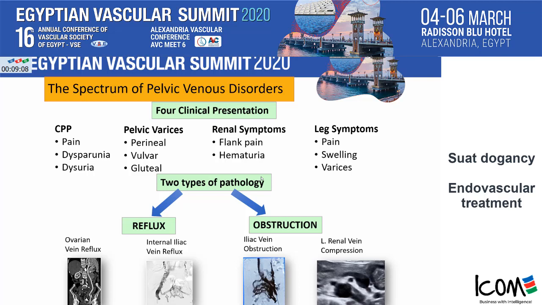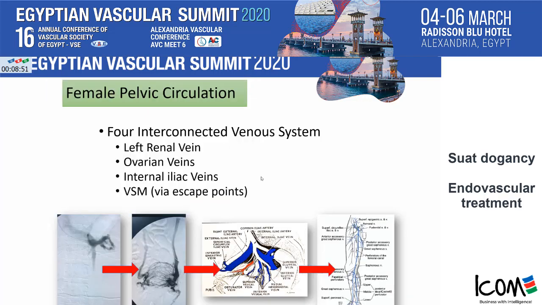Especially when we talk about pelvic congestion syndrome, many times we talk only about the reflux part, and we sometimes underestimate the obstruction. But all these pathologies should be in our mind to decide any type of therapy. When we look at the female pelvic circulation, we know that there are four interconnected systems, and we should think about all of them to decide what to do.